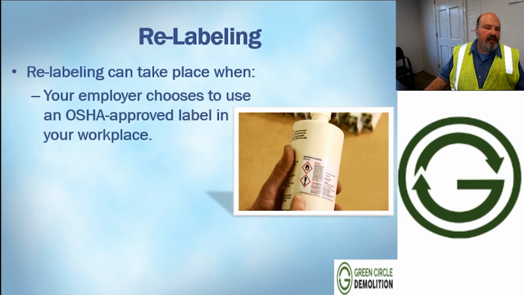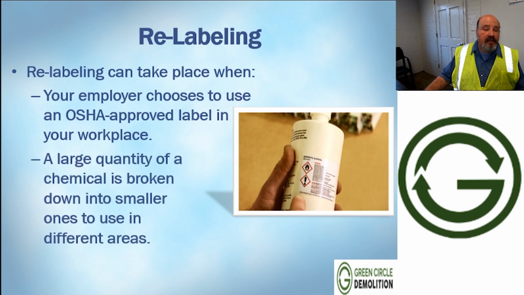Relabeling can take place when your employer chooses to use an OSHA approved label in your workplace. Make sure it's a good container as well. And this is when a large quantity of chemical is broken down into smaller ones to use in different areas. Now, this could be as simple as Windex or engine oil or gasoline or anything like that. It's got to be labeled according to the OSHA standard.